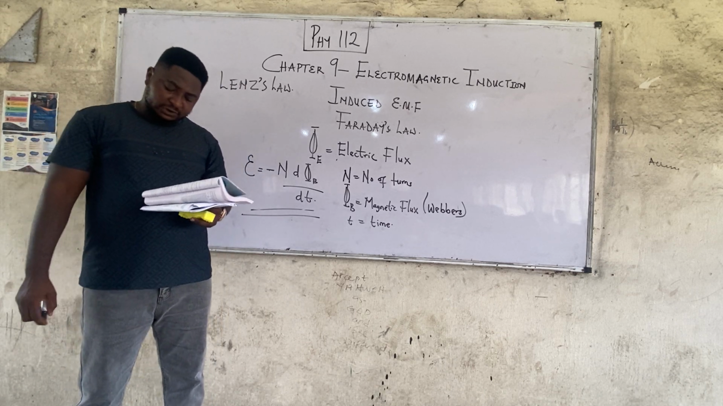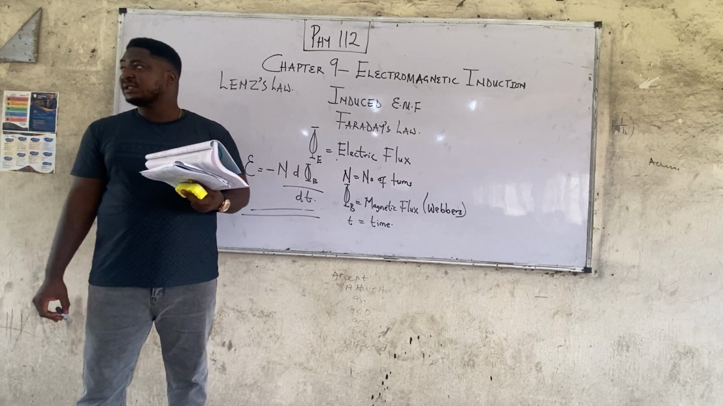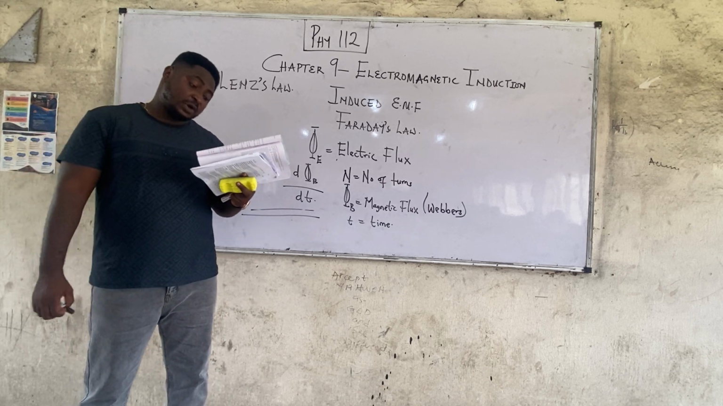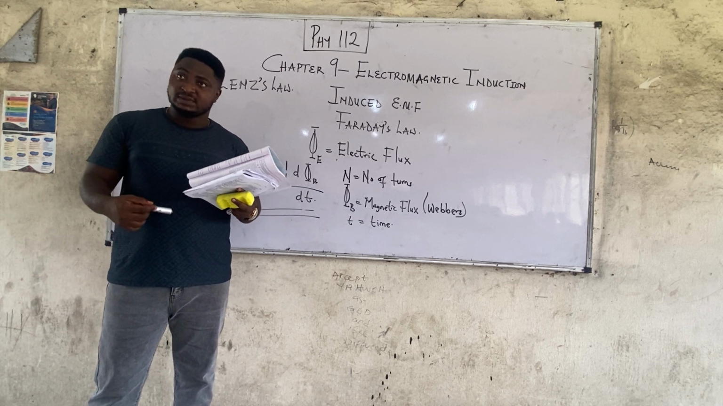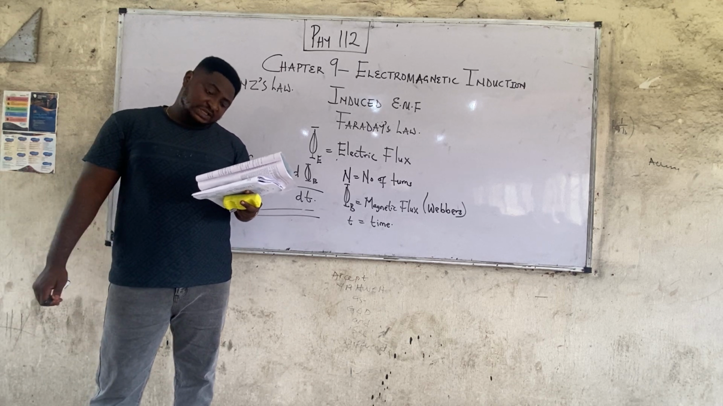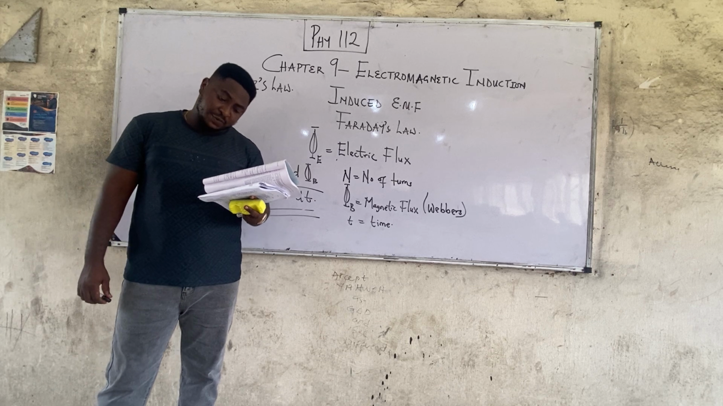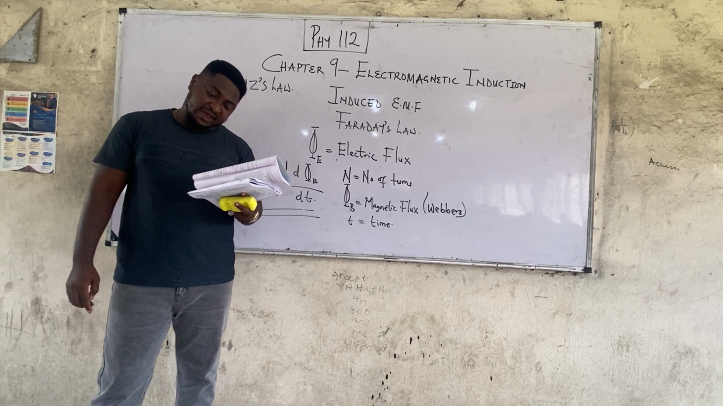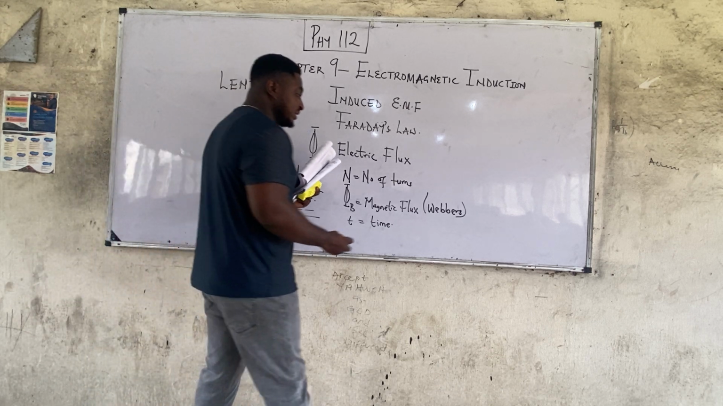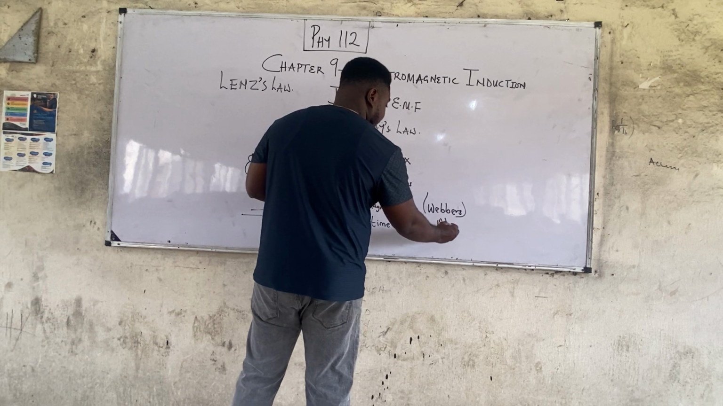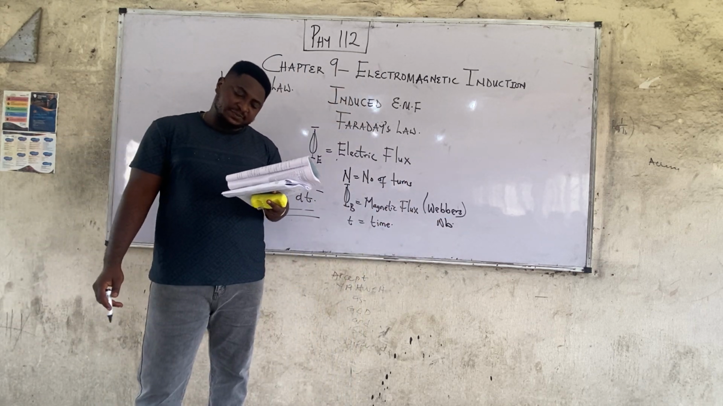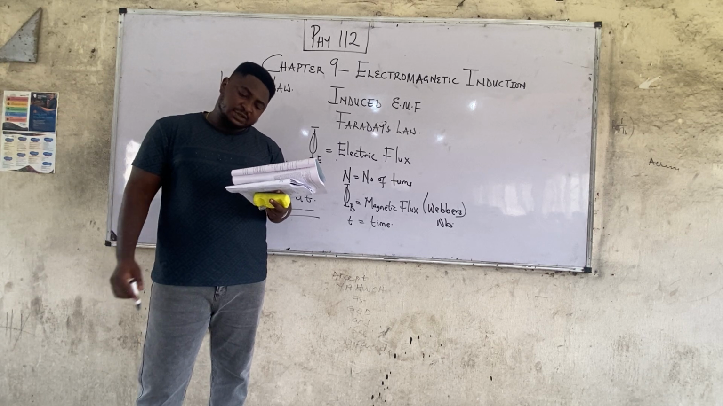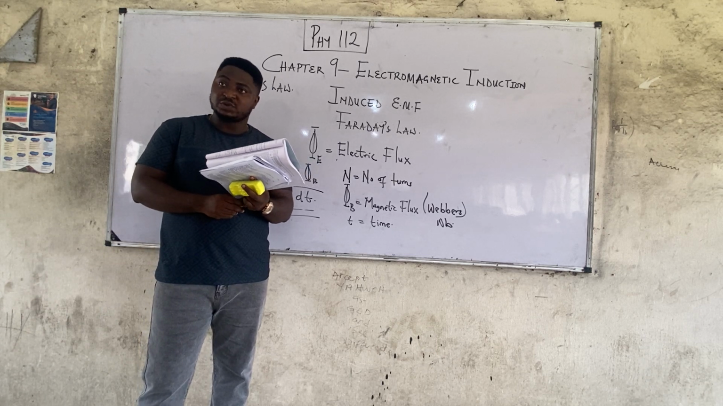A coil of 600 turns is threaded by a flux of 8.0 times 10 raised to minus 5 Webers. Class, when you see Webers written as WB, WB means what? Webers.